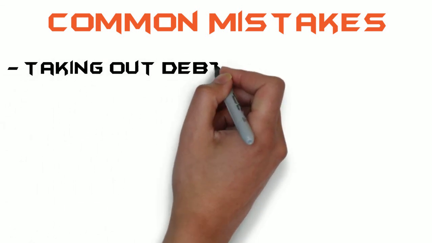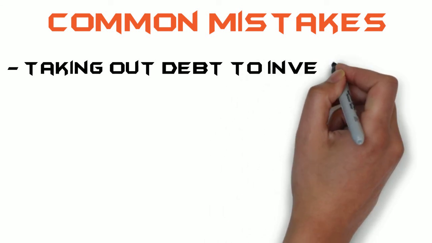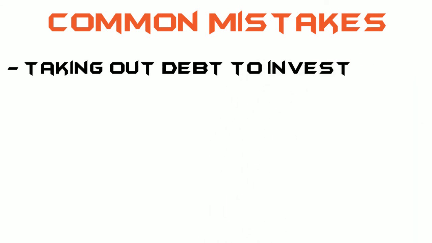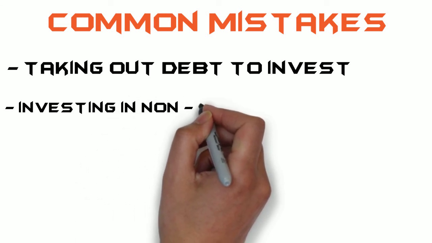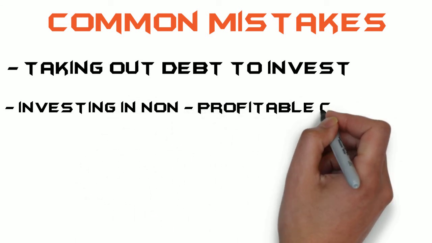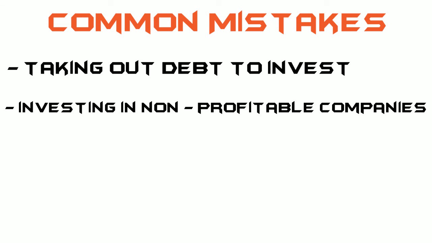Now, some of the mistakes that some people make, and why 90% of people in the markets fail, is that, number one, they take out debt to invest. This is something that you should never do. You should never take out debt to invest because nothing is certain and you may lose money in the market. And if you took out debt to invest, then you're going to be losing even more money because you're going to have to pay back that debt at an interest rate. So not only are you losing the actual capital, but you're also losing the debt associated with it.